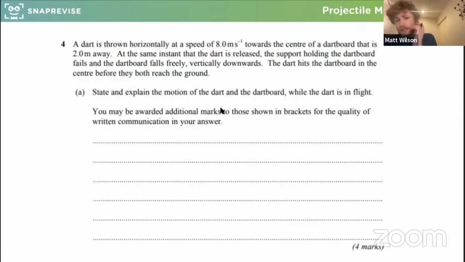Okay, so this is a really good exam question. We're told that a dart is thrown horizontally at a speed of 8 meters per second towards the center of a dartboard that is 2 meters away.